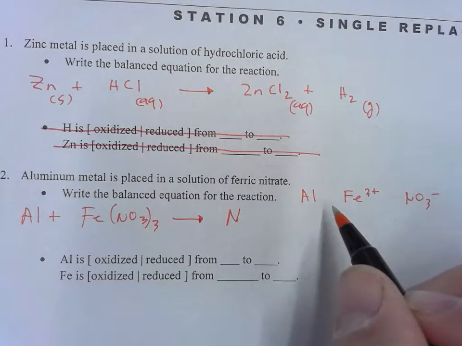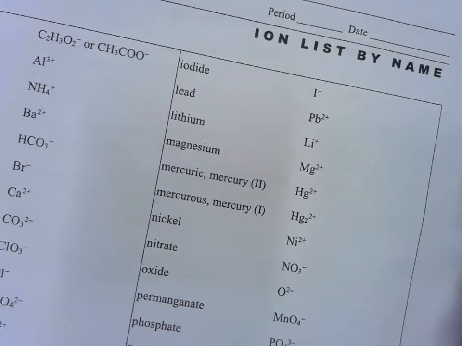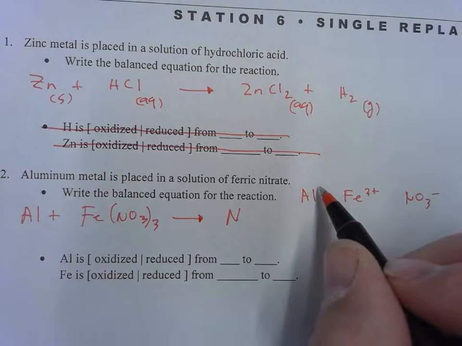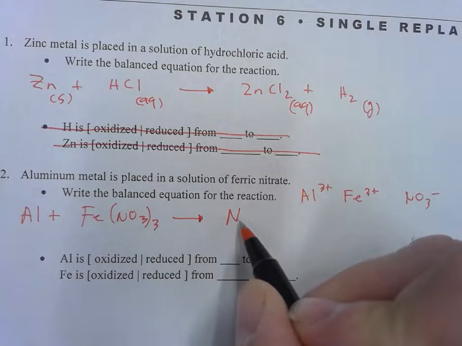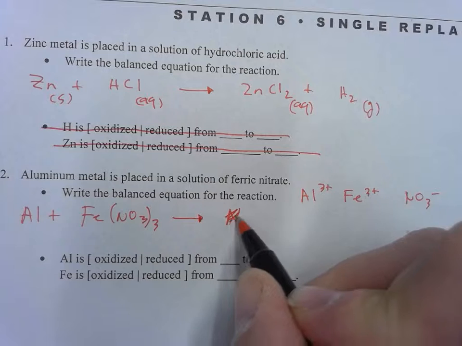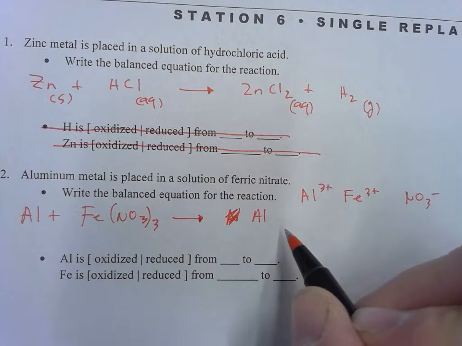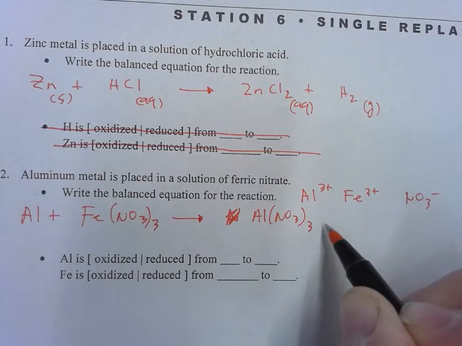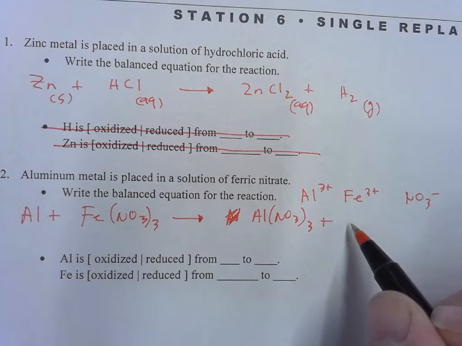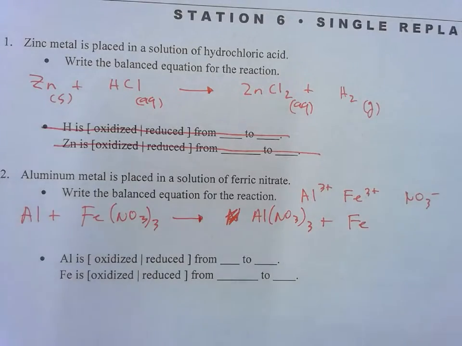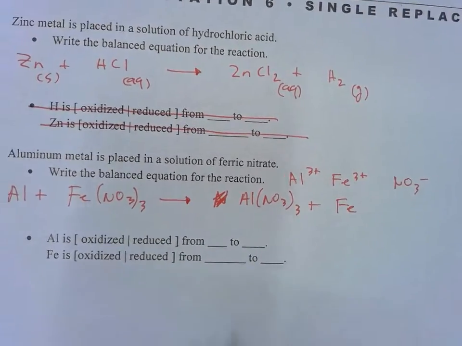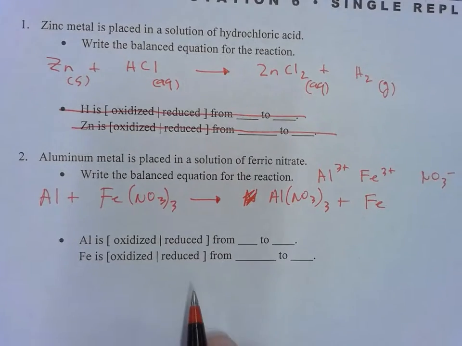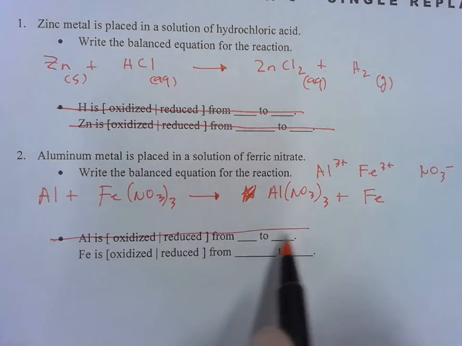Aluminum, whenever it forms its ion, again, aluminum in an ion form forms a +3. So it's going to be Al(NO3)3 plus Fe. I'm not sure that this actually happens. Maybe it does. Anyway, you don't need to worry about this.